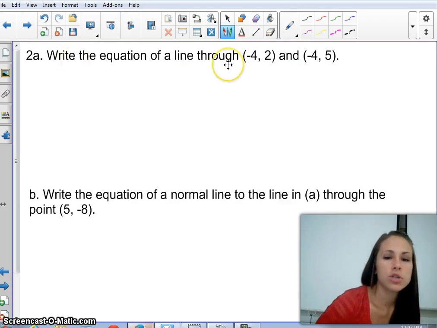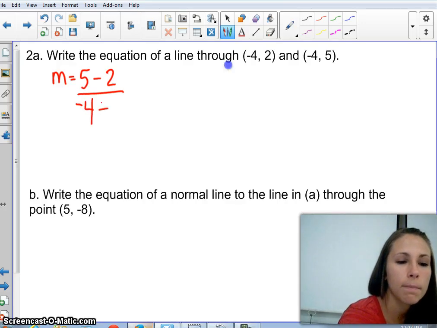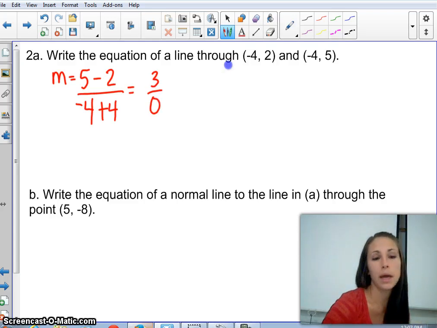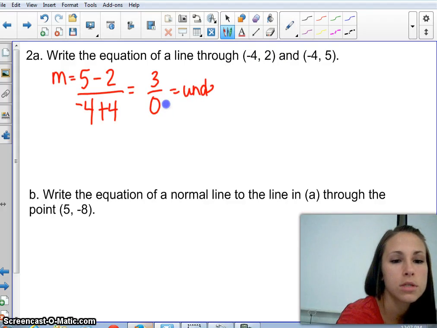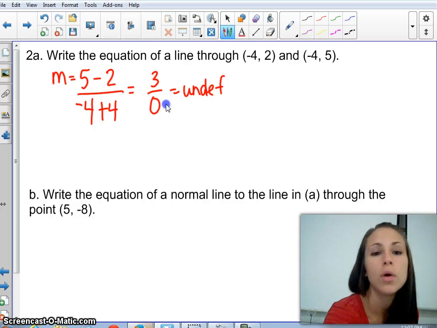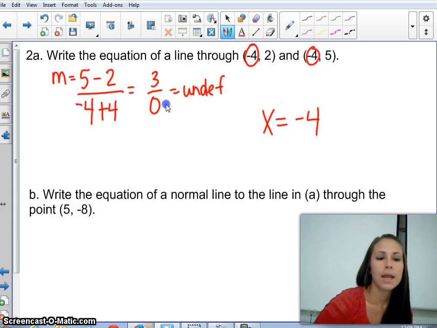Now, we want to write the equation of the line through these 2 points. So the first thing I'm going to do is go find slope. So I've got 5 minus 2 divided by, this is going to be a -4, minus a -4 becomes plus, so I end up with 3 over 0, which no, can't happen. So this is going to give me an undefined slope. Now, the kind of line that we have when we have an undefined slope is a vertical one. So a vertical line is always x equals, and it's going to equal the coordinates of the point, so this is -4.